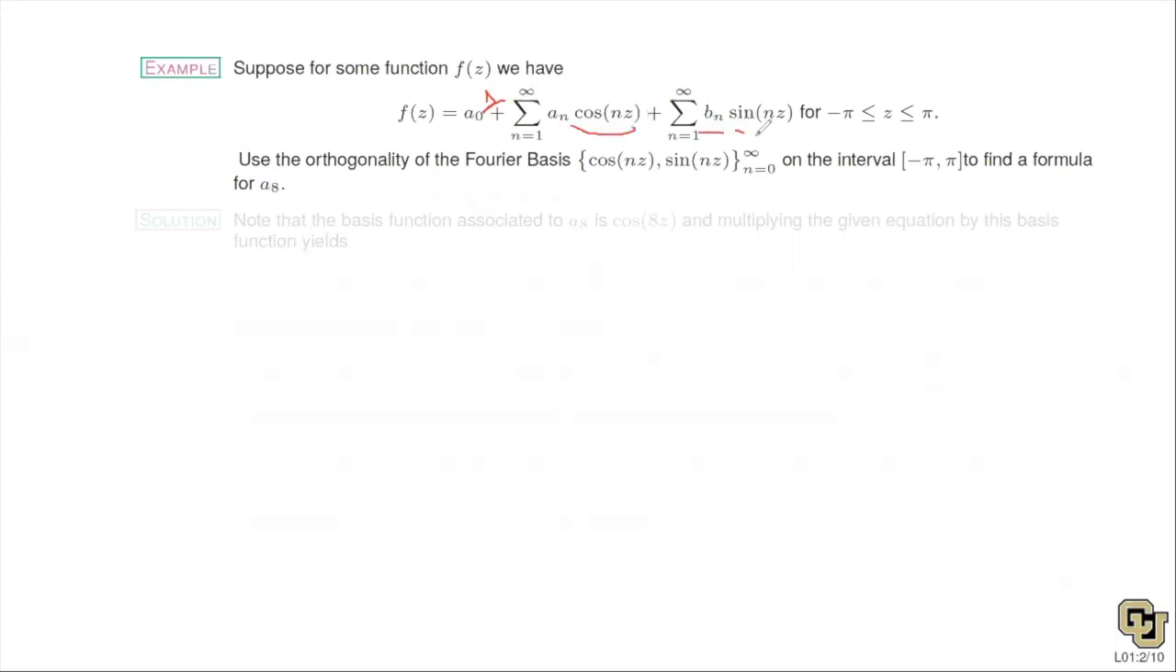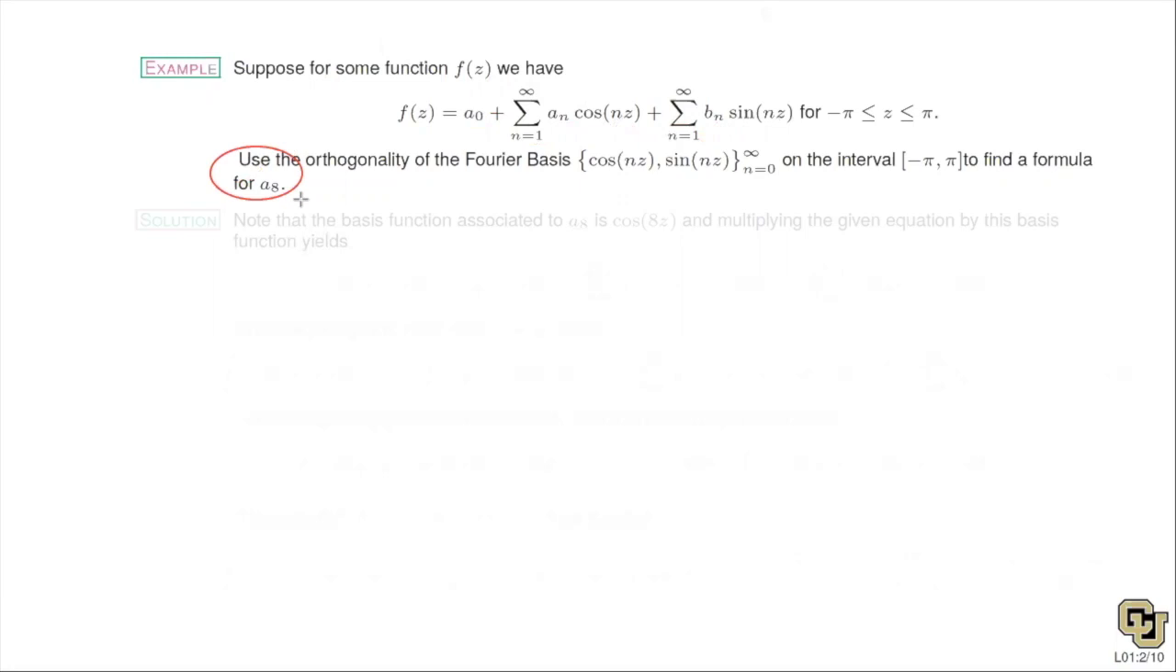B sub n is multiplying all the sine basis elements. Here we start at 1, and then here's your basis element 1. Okay, so assume f of z equals this Fourier series for z between minus pi and pi. I'm doing this toy problem. What I want to do is find a formula for a sub 8.